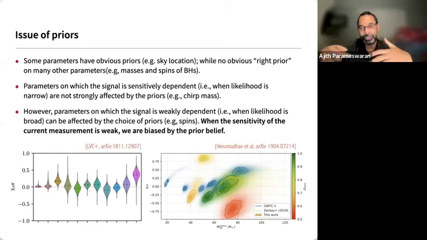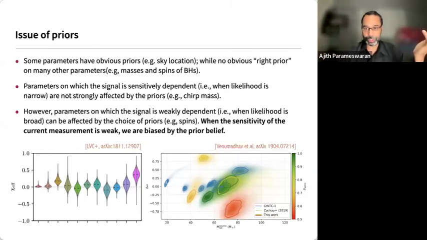And once we build our understanding of the universe, then we can actually feed back these posteriors as priors for future measurements. And as long as this likelihood is very well localized, as long as signals are strong, choice of priors does not matter a lot. However, when the signal is very weak, then the priors actually matter a lot.